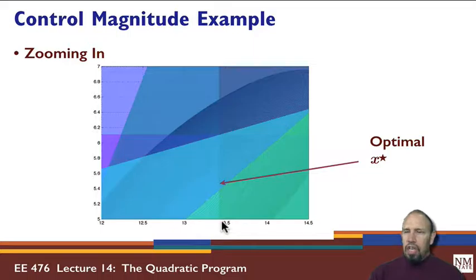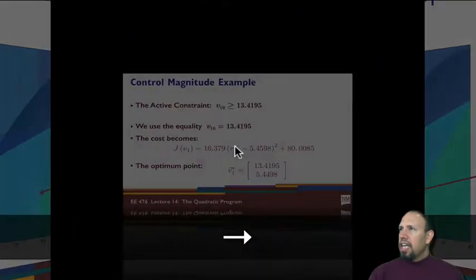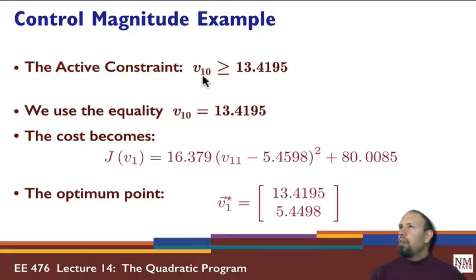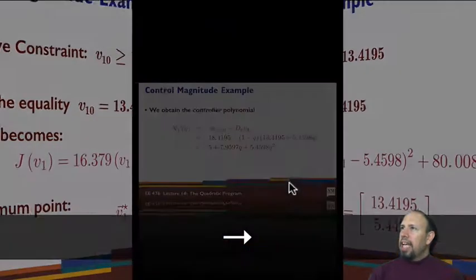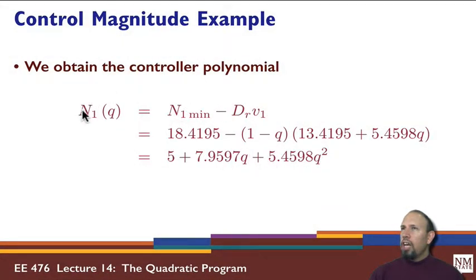So our active constraint then is this: v10 is greater than or equal to 13.4195. We use this equality, because that's the constraint set. On the boundary of that constraint set, we have this, and so if we let v10 equal to this number exactly, then the cost becomes a function just of v11, and if we complete the square, this is what we get, and so this is our optimum solution. We plug that in to our controller, so this is our controller, n1.